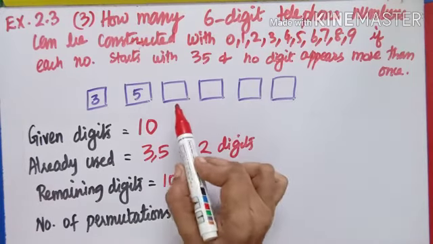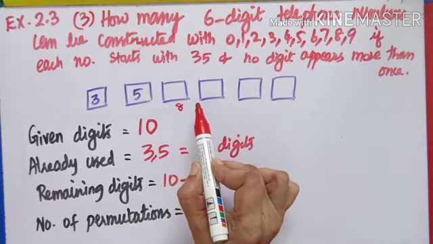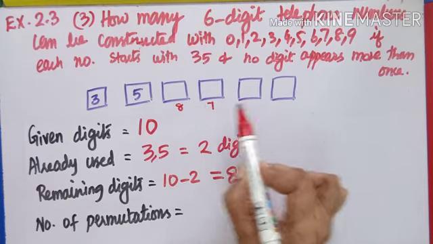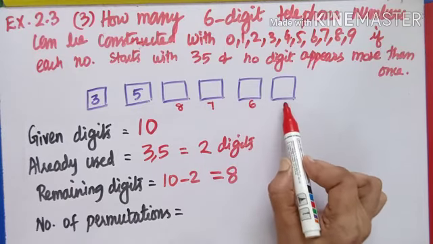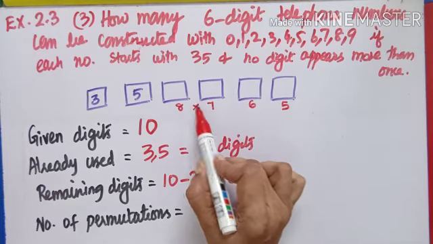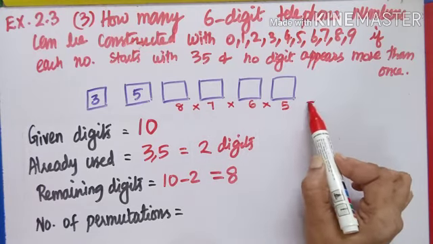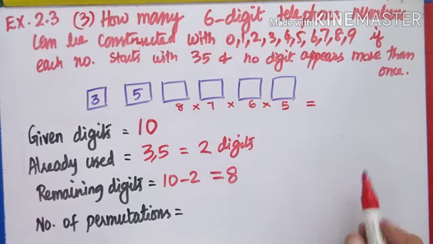Out of the 4 boxes, 8 can come here. The remaining 7 can come. The remaining 6 can come. The remaining 5 can come. And what is my answer? Multiply and write it.